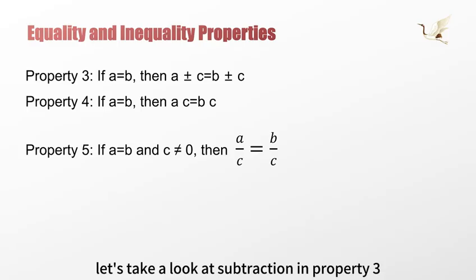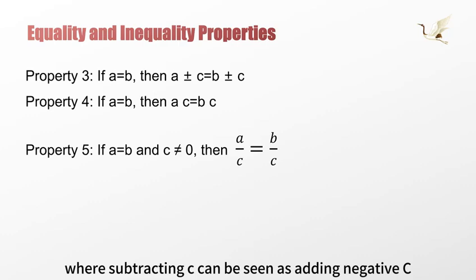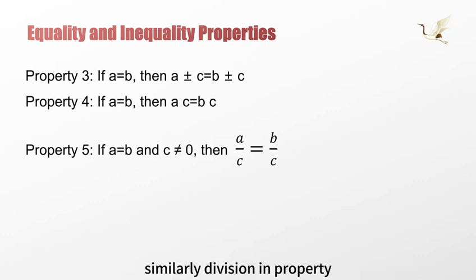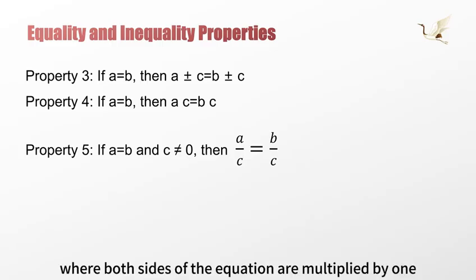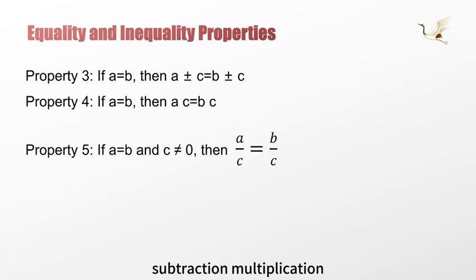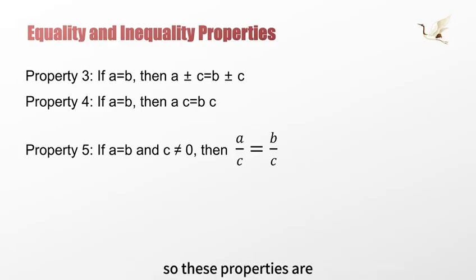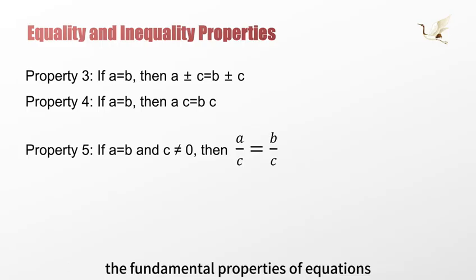Let's take a look at subtraction in property 3. In fact, it can also be seen as addition, where subtracting C can be seen as adding negative C. Similarly, division in property 5 can be seen as multiplication, where both sides of the equation are multiplied by one over C. In high school mathematics, the operations of addition, subtraction, multiplication, and division tend to be more general, so we can merge them. The basic operations of mathematics include addition and multiplication, so these properties are the fundamental properties of equations.